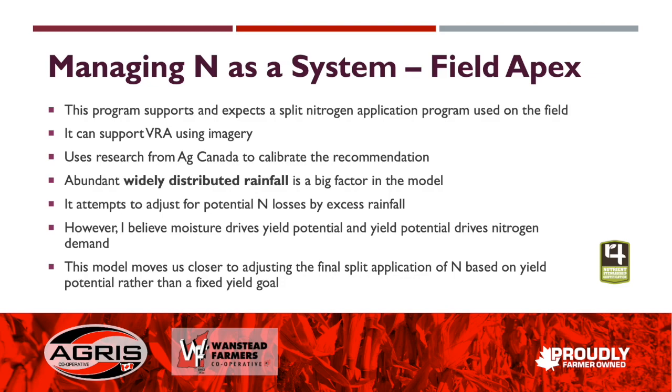However, I think it can be tweaked a little bit more, as I do believe that moisture drives yield potential, and yield potential drives nitrogen demand. So even though it might rain a little heavy at side dress time, that moisture also builds yield potential. So it's not just nitrogen loss, there's an opportunity for yield potential gain there. So this model moves us closer to adjusting the final split application based on yield potential rather than just on a fixed yield goal that we established at the beginning of the season.